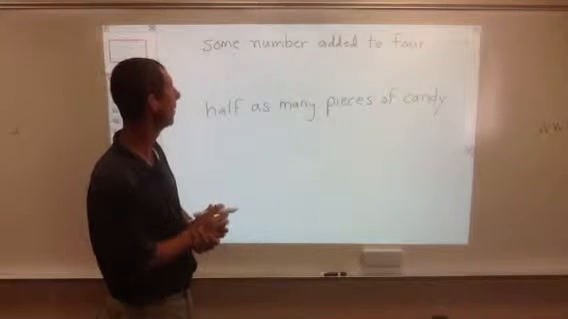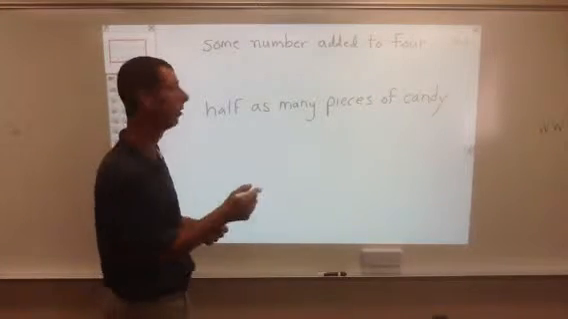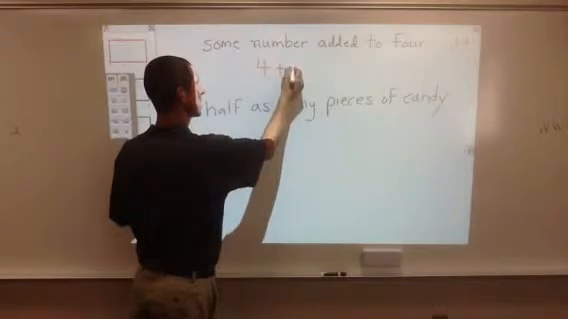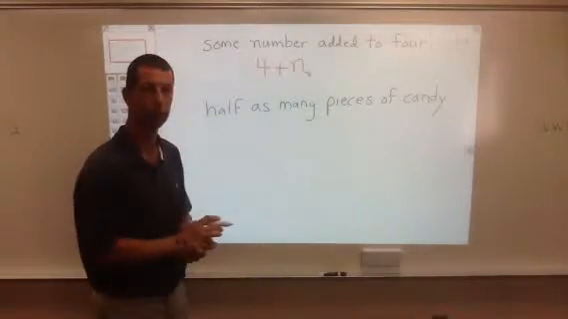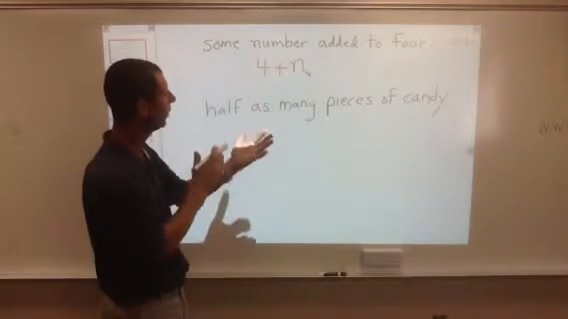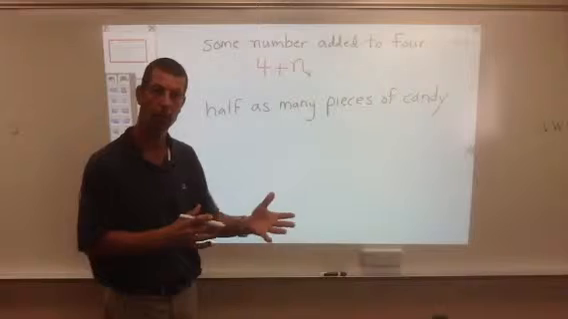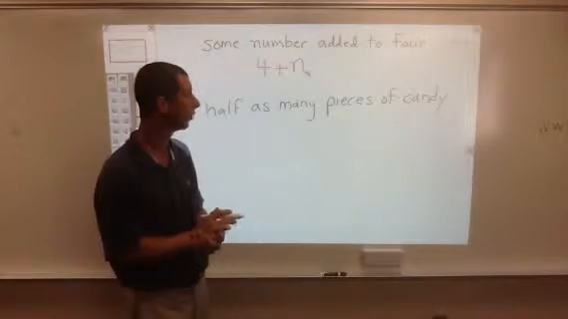Okay, so some number added to 4. We're going to put the 4 down and we're going to add a number to it, so plus a number, so 4 plus n. Now, you could have it reversed and have n plus 4, because it's an addition and it doesn't matter what order we add in, that would be appropriate as well.